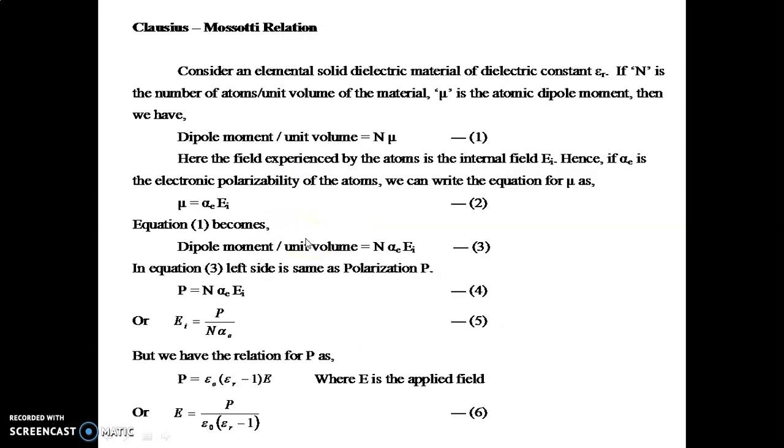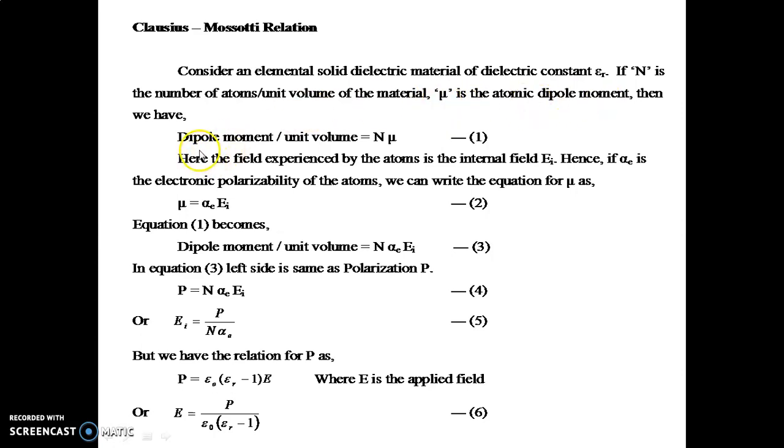So, what is the next part of the derivation? Let us see. That is called the Clausius-Mossotti relation, the Clausius-Mossotti equation. Now, to derive this equation, consider an elemental solid dielectric of dielectric constant epsilon r, the relative permittivity. If n is the number of atoms per unit volume of the material, then mu is taken as the atomic dipole moment as usual.